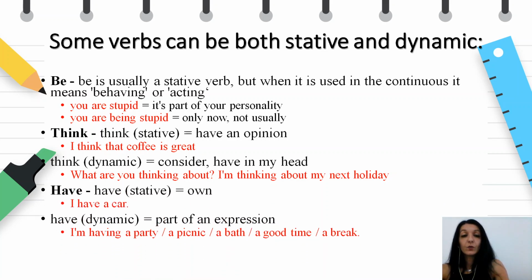Have is the next verb. Have as stative means to own something, like I have a car. Or have as a dynamic verb means part of an expression: I'm having a party, or I'm having a picnic, I'm having a bath, etc.